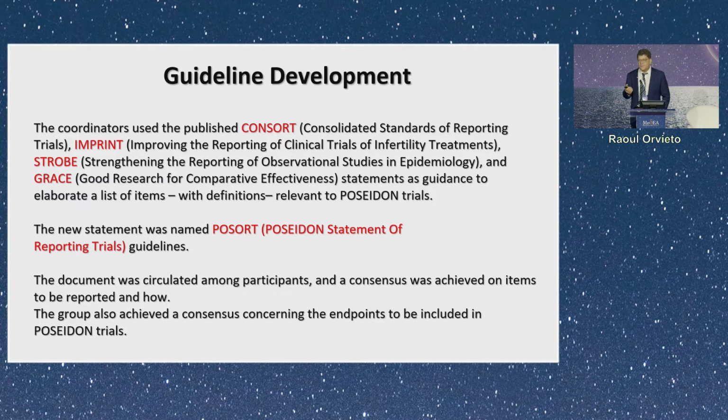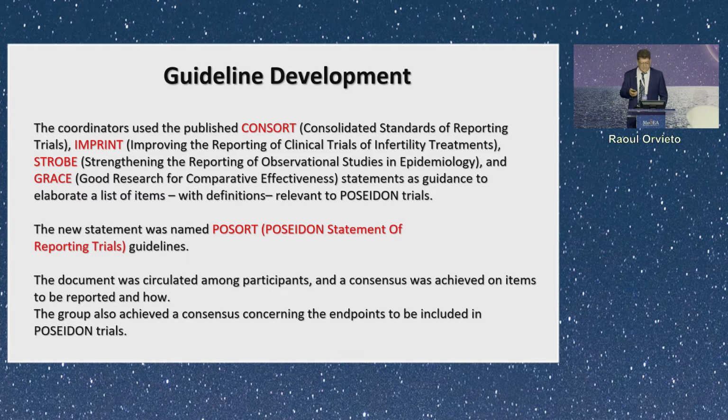The coordinator of this GDG used already published, known guidelines like the CONSORT, the IMPRINT, the SORT, and the GRACE. And they used these guidelines as guidance to elaborate a list of items that would relate to the POSEIDON trial. And this is where the POSORT statement came from. The POSORT is the POSEIDON statement of reporting trial guidelines. So we have another guideline now, the POSORT guidelines, which relates to studies that concern the POSEIDON criteria.